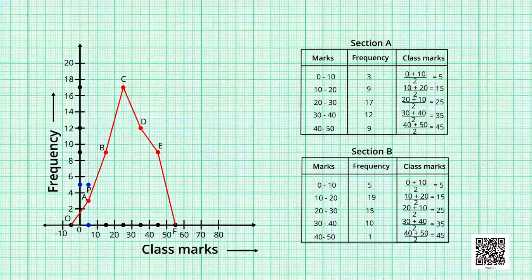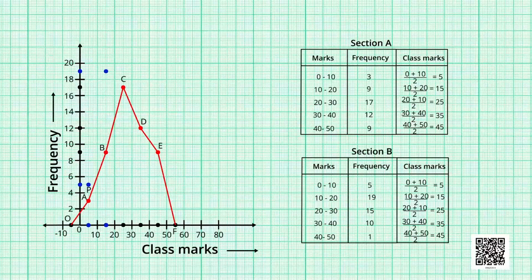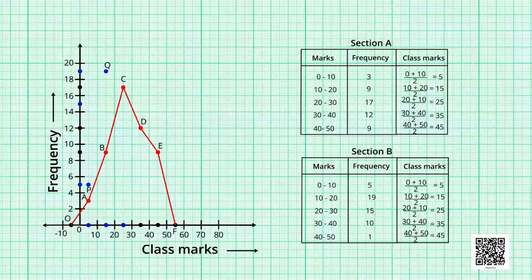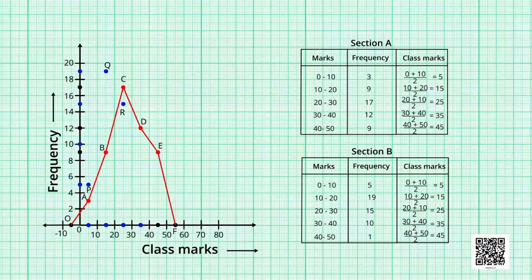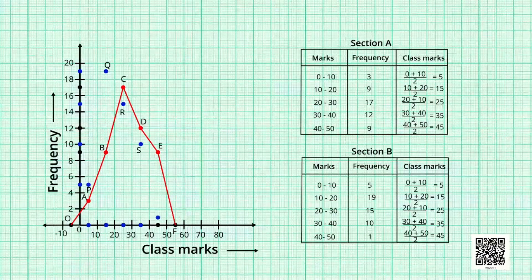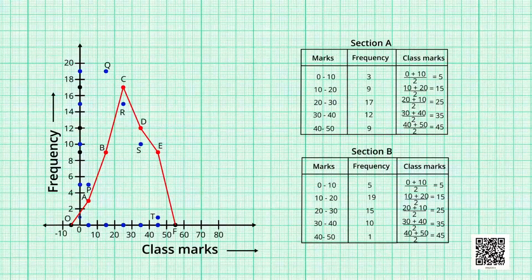Next point is (15, 19). That is 15 on the x-axis and 19 on the y-axis. So we get point Q. Next is (25, 15), 25 on the x-axis, 15 on the y-axis, that is point R. Next is (35, 10). That is 35 on the x-axis, 10 on the y-axis, we get point S. Next will be point T, which is (45, 1): 45 on the x-axis and 1 on the y-axis.